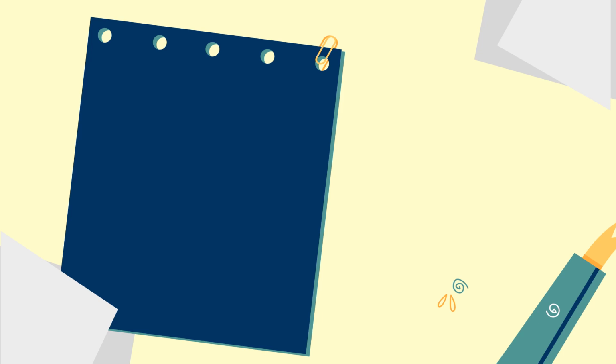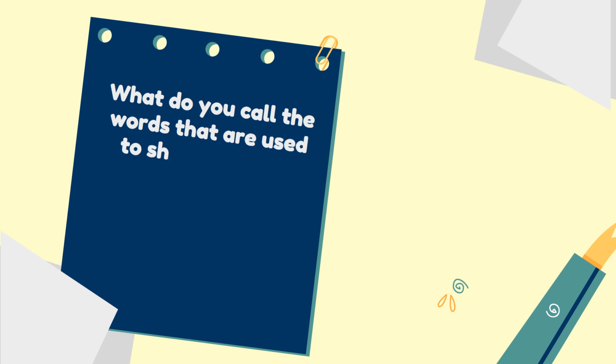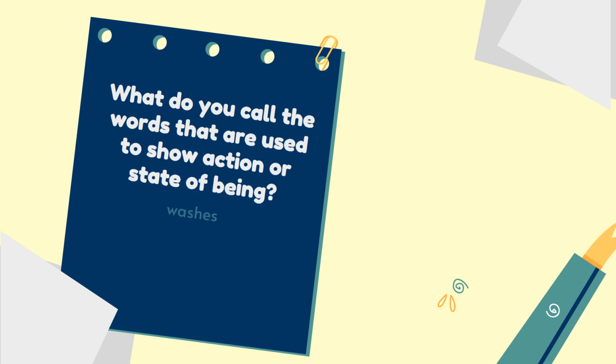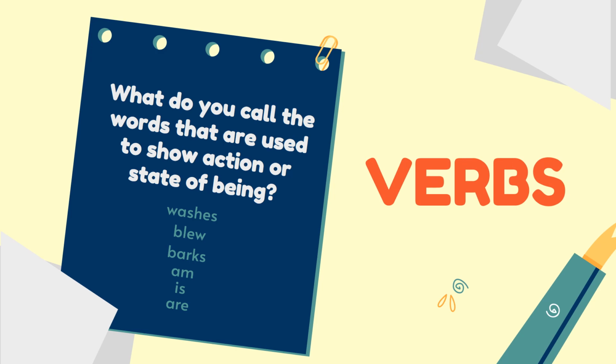On the other hand, what do you call the words that are used to show action or state of being? Example, washes, blew, barks, am, is, are. These words are what we call as verbs. Verbs are words that are used to show action or state of being.